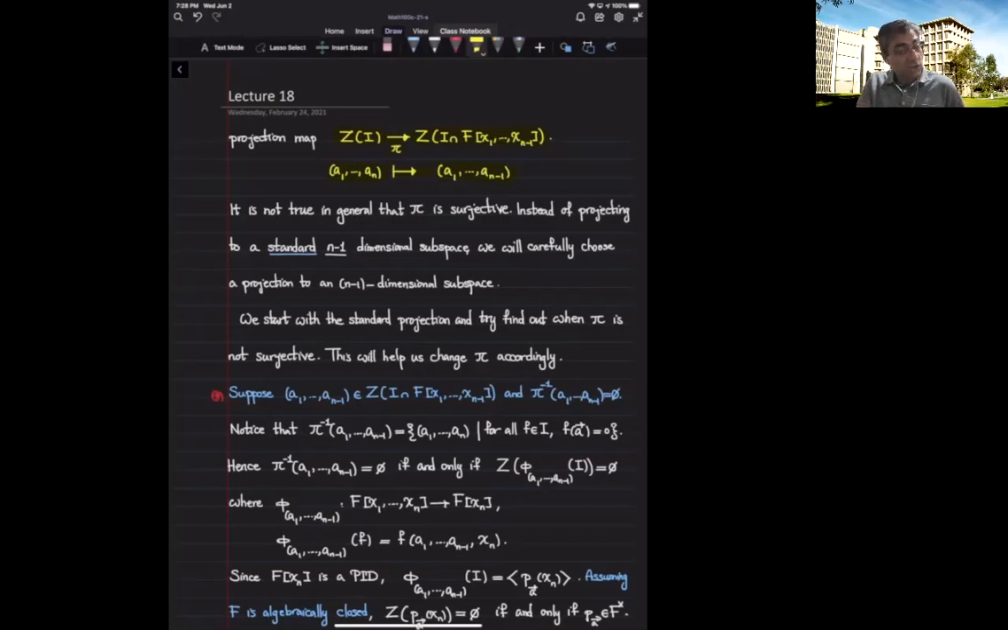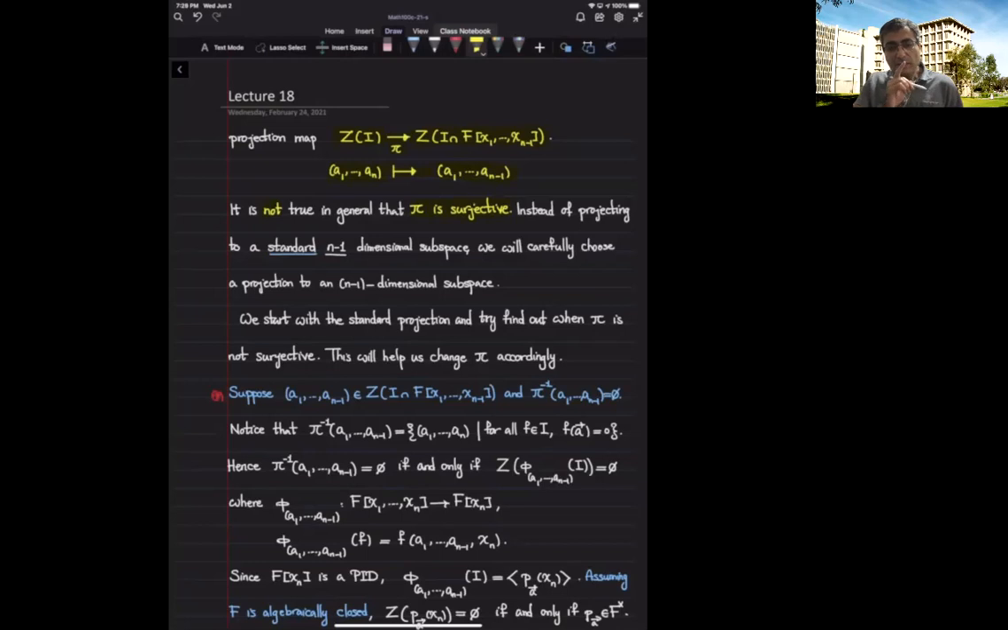In fact, in general, it is not true that this pi is surjective. It's not hard for us to come up with an example where pi is not surjective. So I leave it to you to come up with an example where this is not surjective. It's not hard. Now what if it's not surjective? Then how can I proceed with this argument?